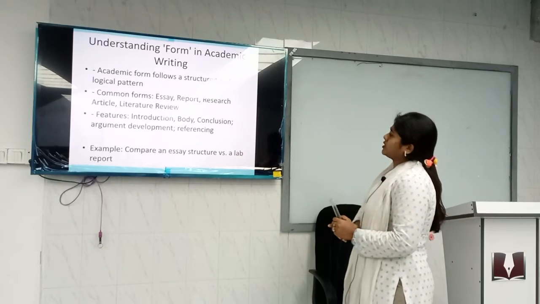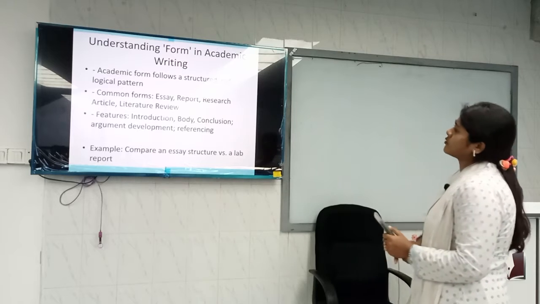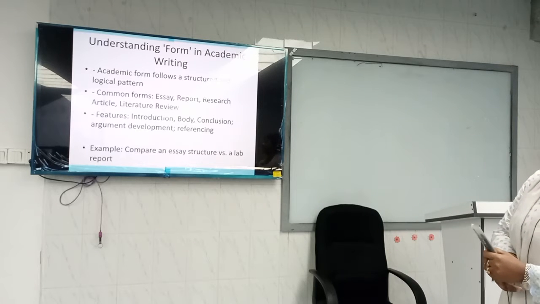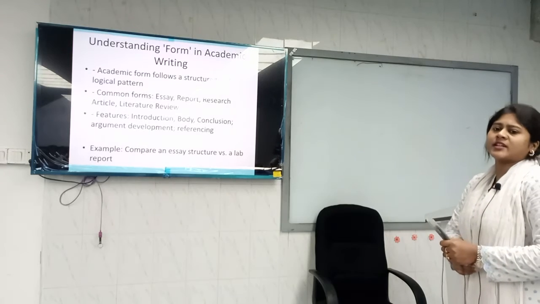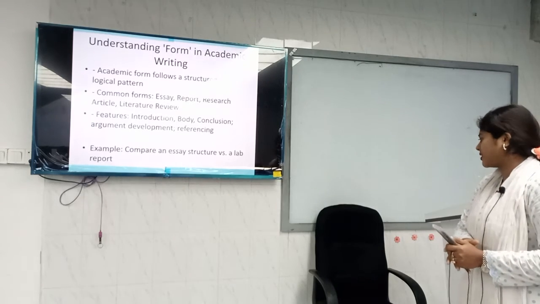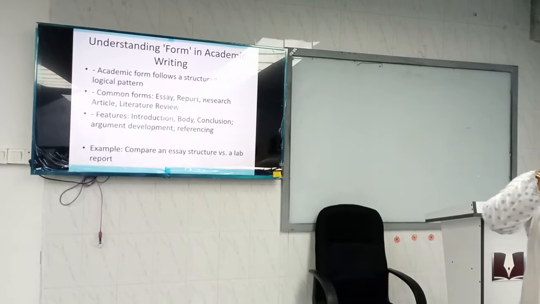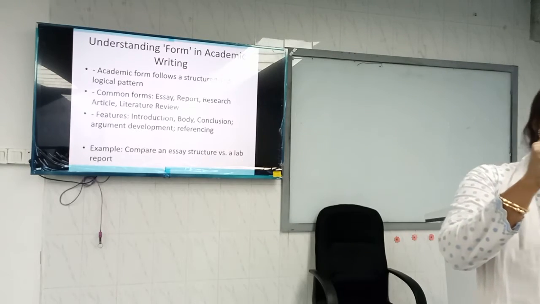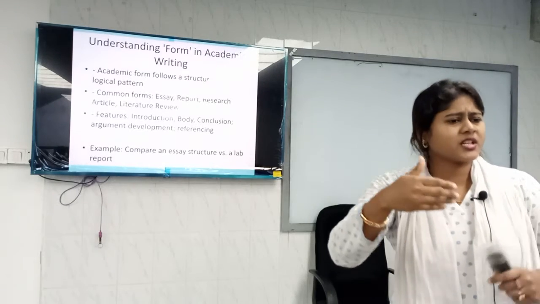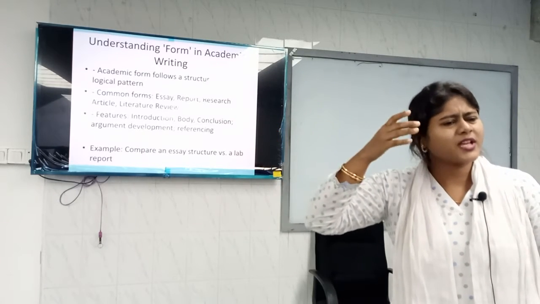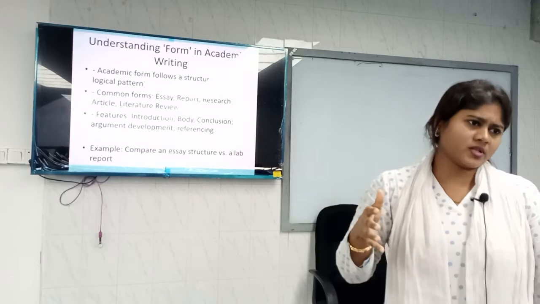Then in your upcoming semesters, you will be reading maybe some research papers. There you will see another different kind of form. Like in a research paper, first of all you will see an abstract. Abstract means summary. What are the key findings? Then introduction, then literature review. So they are following their own kind of format. Okay?